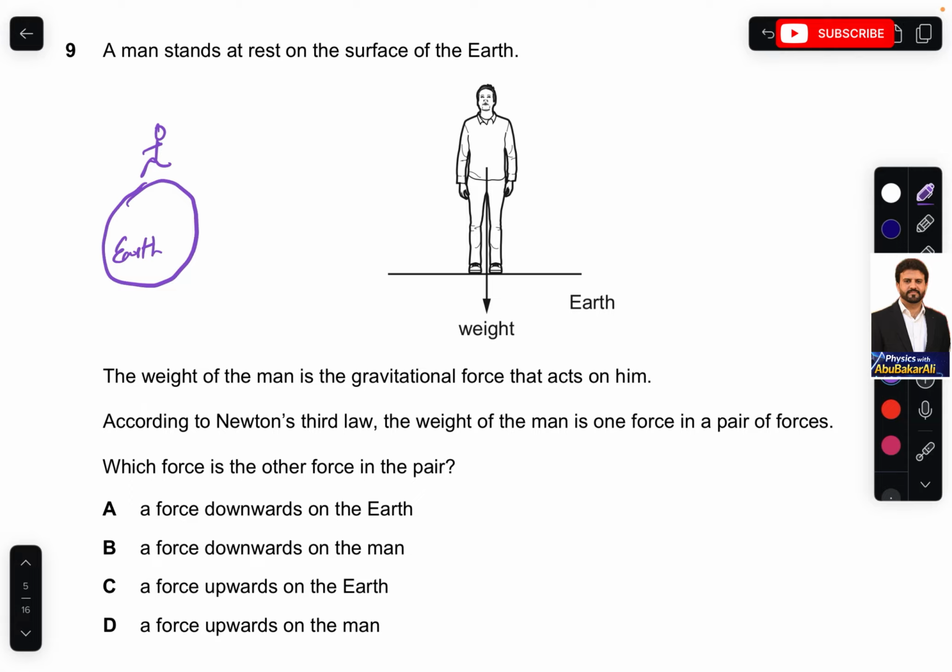Okay, it's the same thing. Let's suppose there is an object A and an object B. If A applies a force on B, then B applies a force on A. The forces should be in opposite directions. So if Earth is applying a force on the person downward, let's suppose the person is A and the Earth is B. If B is applying a force on A downward, A will apply a force on B upward. So it is a force upward on the Earth. Okay, this is somewhat difficult to visualize, right?